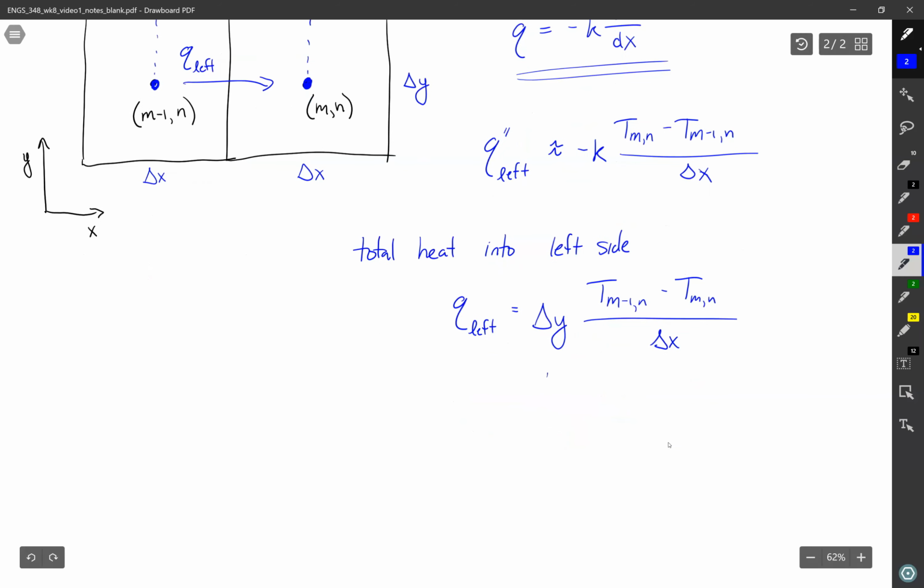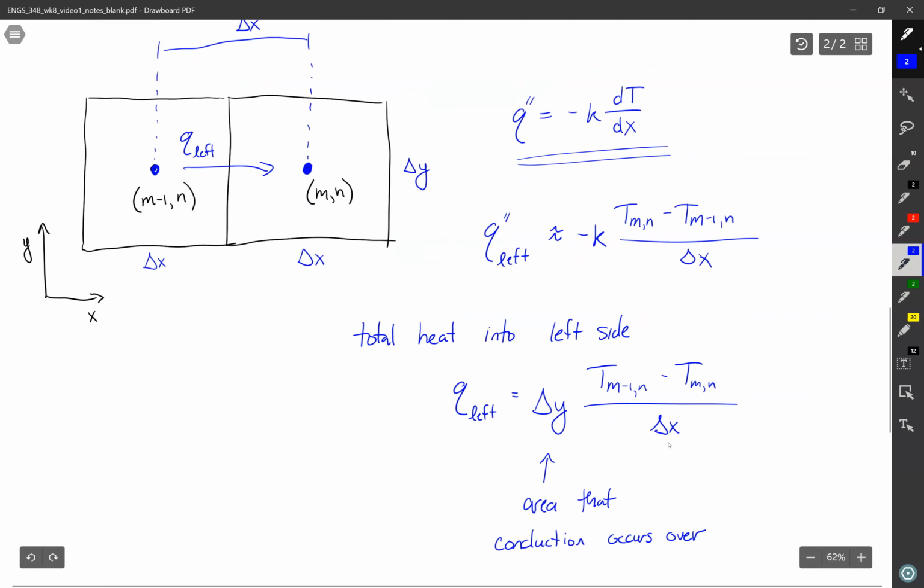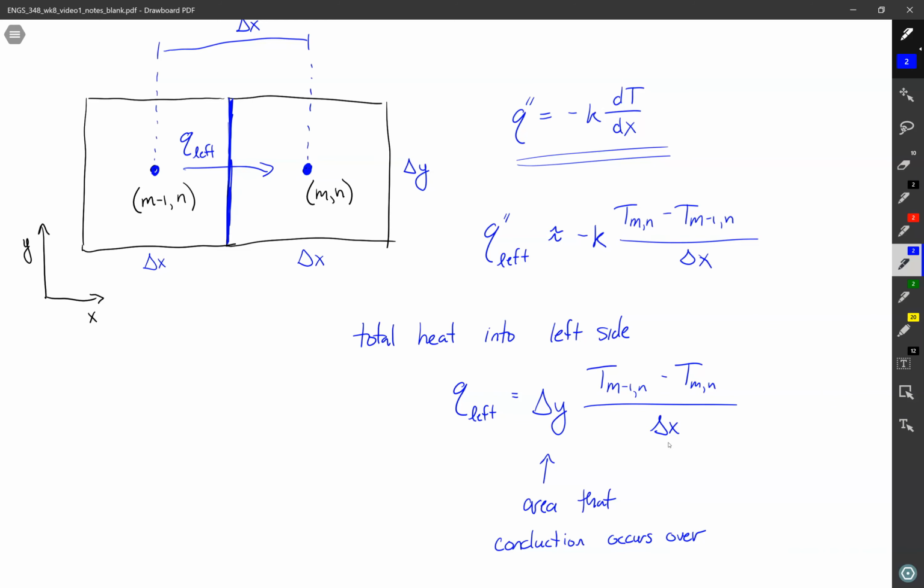Right, this is our area that conduction occurs over. So that's our area, right? The length of this side is delta y. The length of the side between those two boxes is delta y.